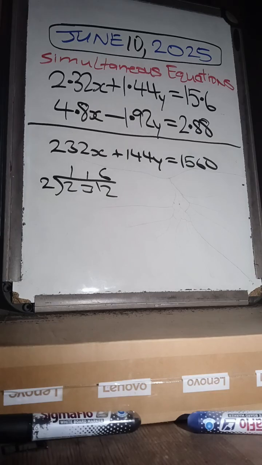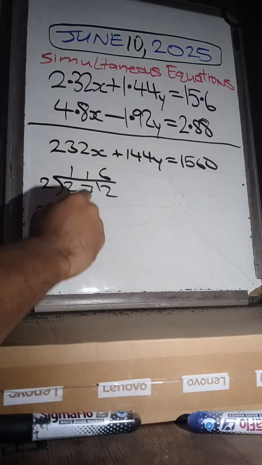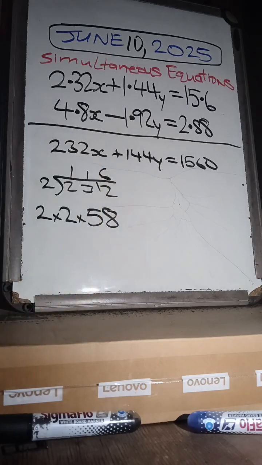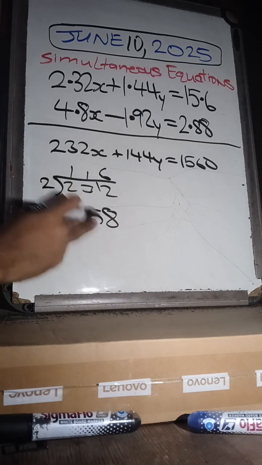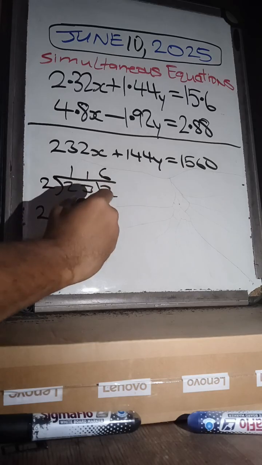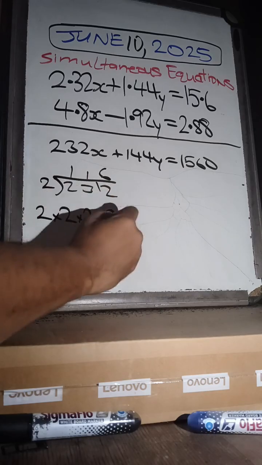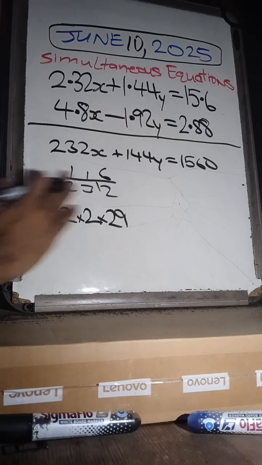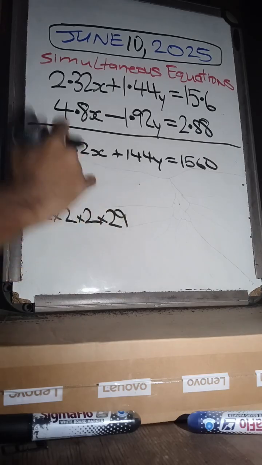Okay. Last time I checked, if I divide that by 2, I get 58. So I'll have 2 times 2 times 58. But 58 is 2 times 29. So chances are the prime factors of 232 will be this number.